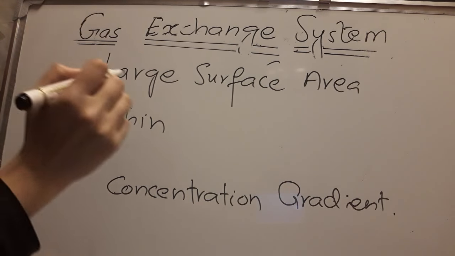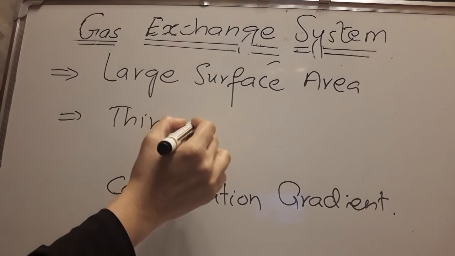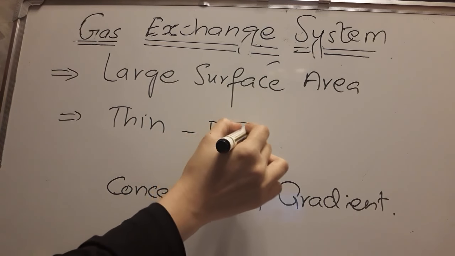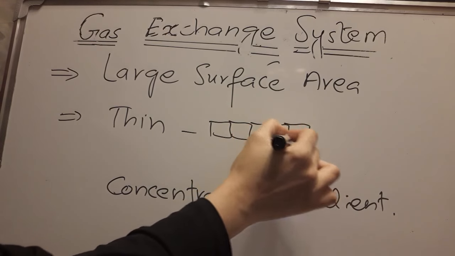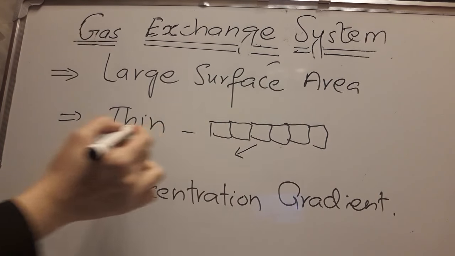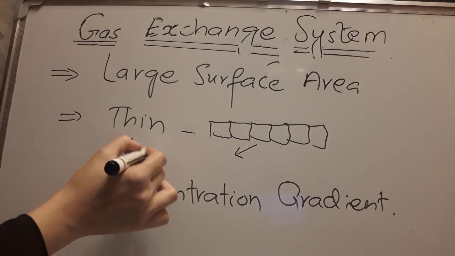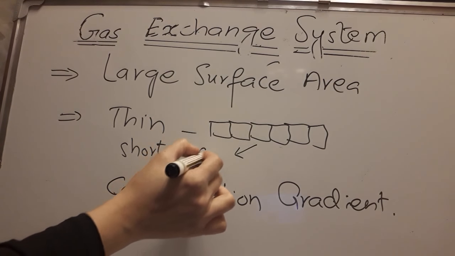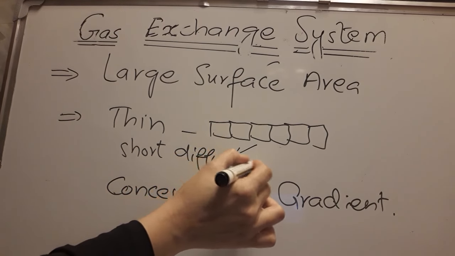Mostly, gas exchange surfaces are thin. They are just made up of one layer of epithelial cells. This one layer of epithelial cells provides a short diffusion pathway. So gases don't have to travel a long way, or in other words, diffusion can take place in less time.